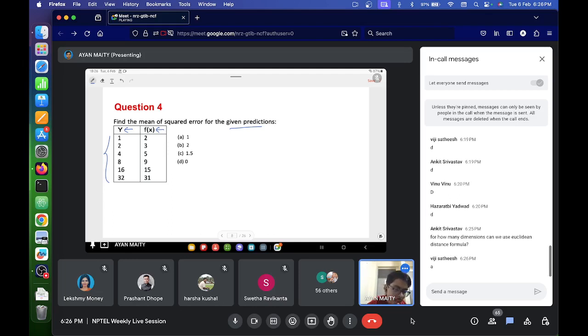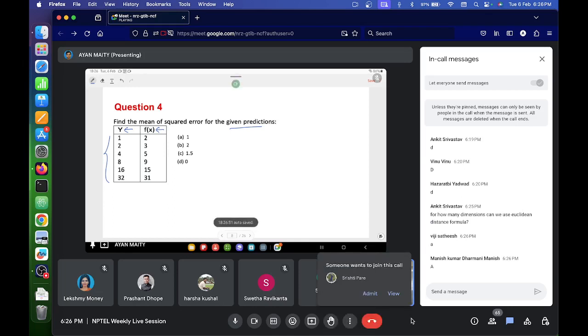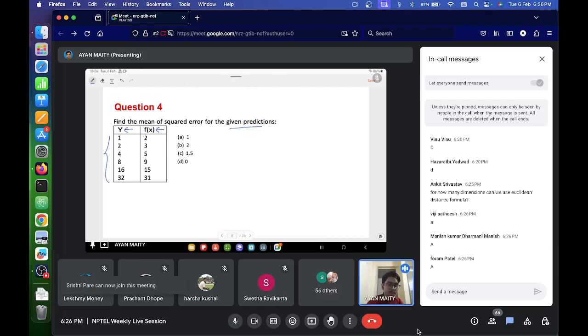Ankit is asking for how many dimensions we can use the Euclidean distance formula. The Euclidean distance formula can be used for as many dimensions as you want. In the previous question, we had only 2 dimensions, x1, x2. It can be x1, x2, x3, x4, x5, 5 dimensional or even 10 dimensional. Still you can use the same Euclidean distance formula.